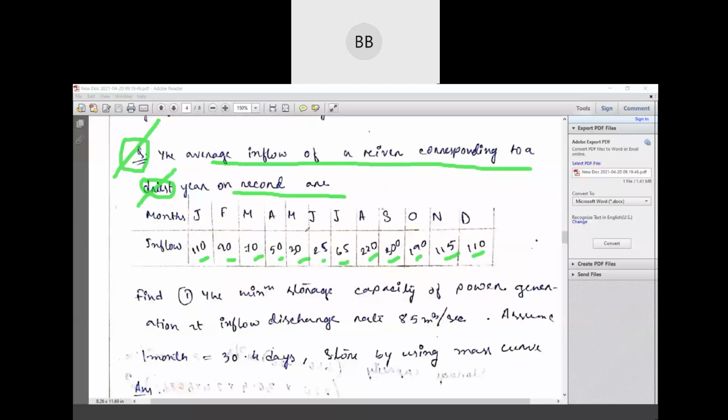What is given? Month-wise, our inflow discharge is given for a particular year, from January to December. We have to find out the storage capacity for power generation at a discharge rate of 85 meter cube per second. This 85 is nothing but your demand. So you have to find out the UDL by using this 85.